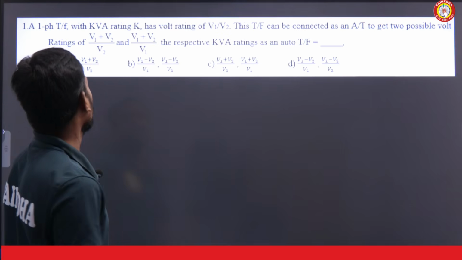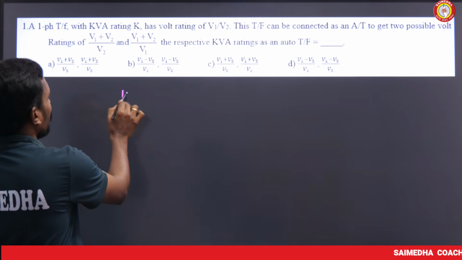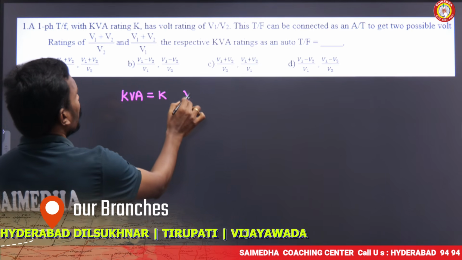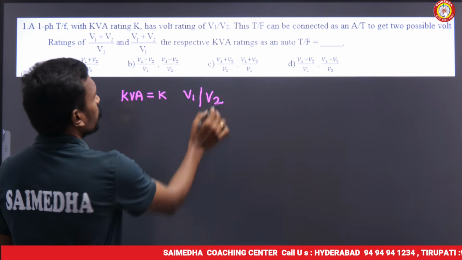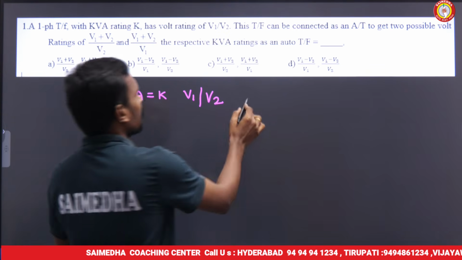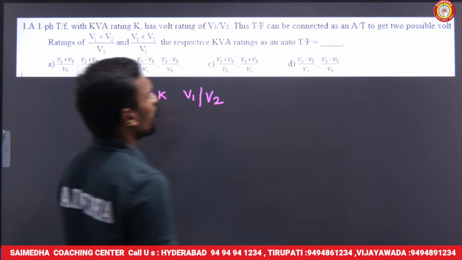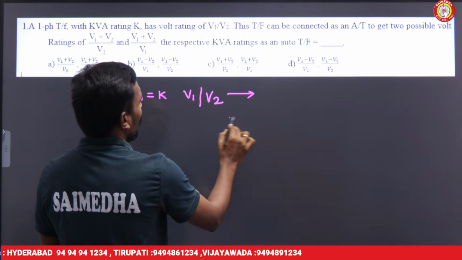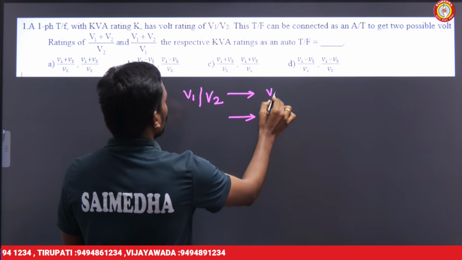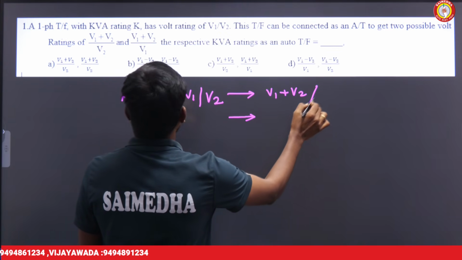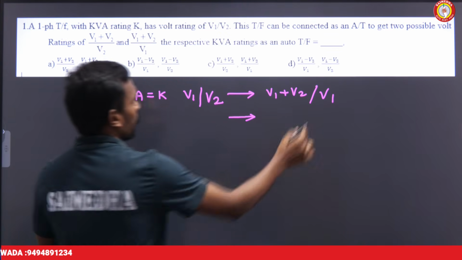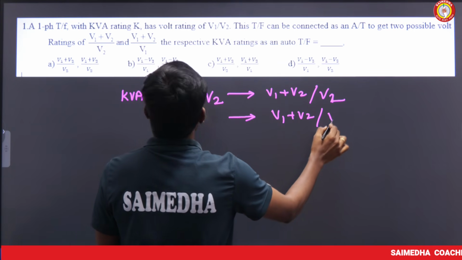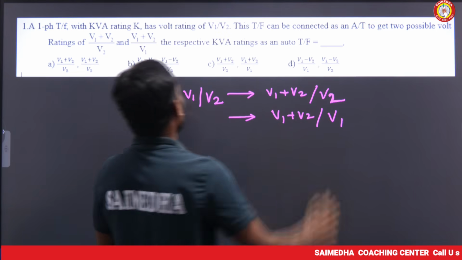A single phase transformer with KVA rating K and voltage ratings V1 by V2. The transformer can be reconnected as an auto transformer to get two possible voltage ratings. One is (V1 plus V2) by V2 and the other one is (V1 plus V2) by V1. These are the two different connections.